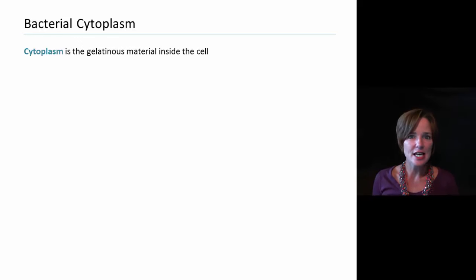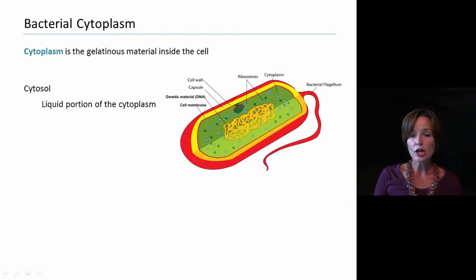If we move inside of the cytoplasmic membrane, what we will find is cytoplasm. Cytoplasm is the gelatinous material that fills the inside of the cell, and this gelatinous material is made up of two parts. We have the liquid part, and then we have all the other stuff that's in the liquid part. The liquid part is what we call cytosol.